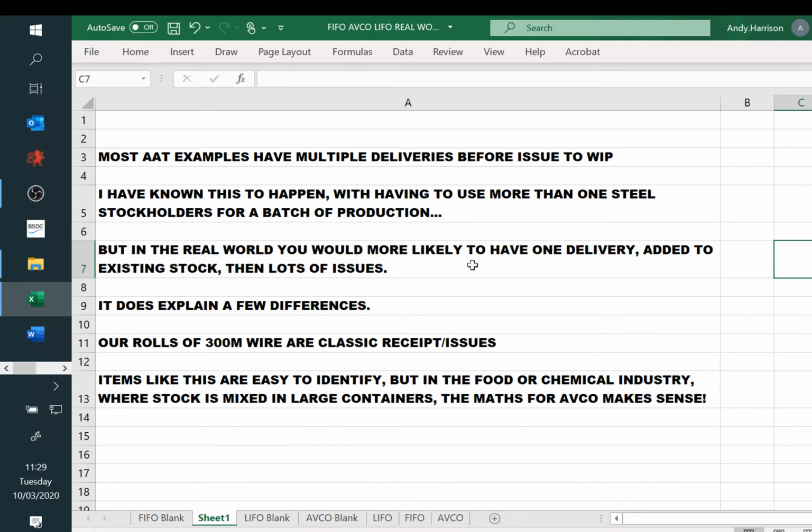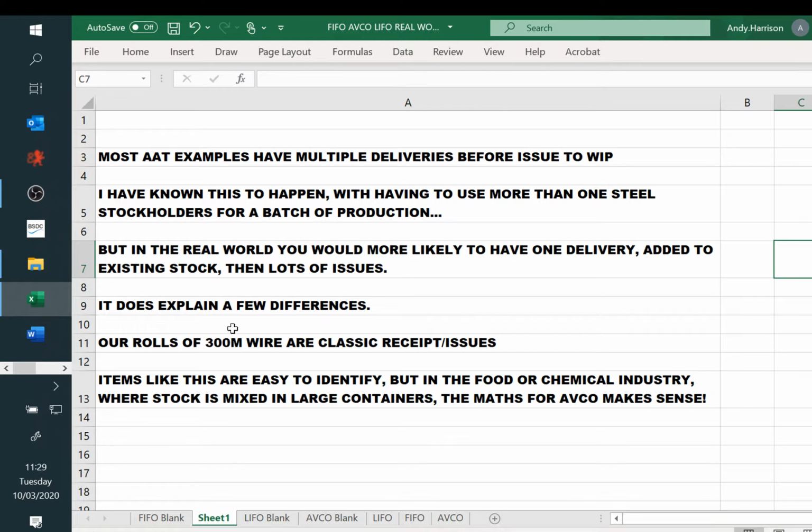In the real world, you're much more likely to have one big delivery, a crate full, a pallet load, a huge box, whatever it comes in, added to existing stock, and then lots of issues. And this maths will explain a few of the differences between the three methods.